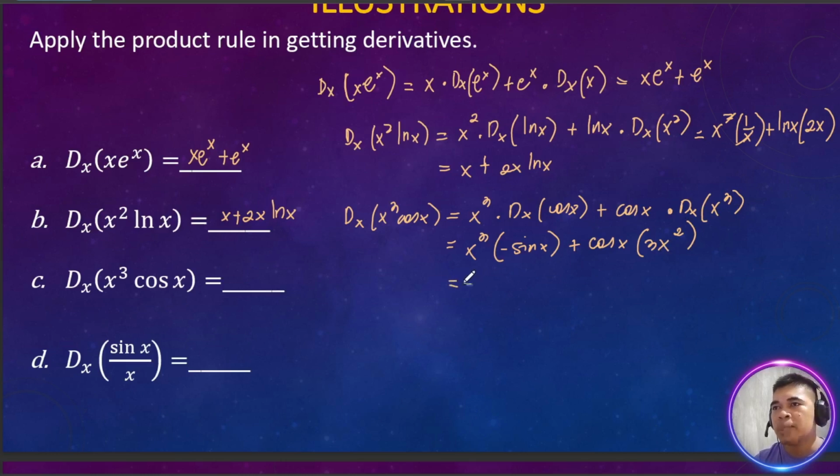Simplify. So, we got negative x cubed sine x plus 3x squared cosine x. The final answer is negative x cubed sine x plus 3x squared cosine x.